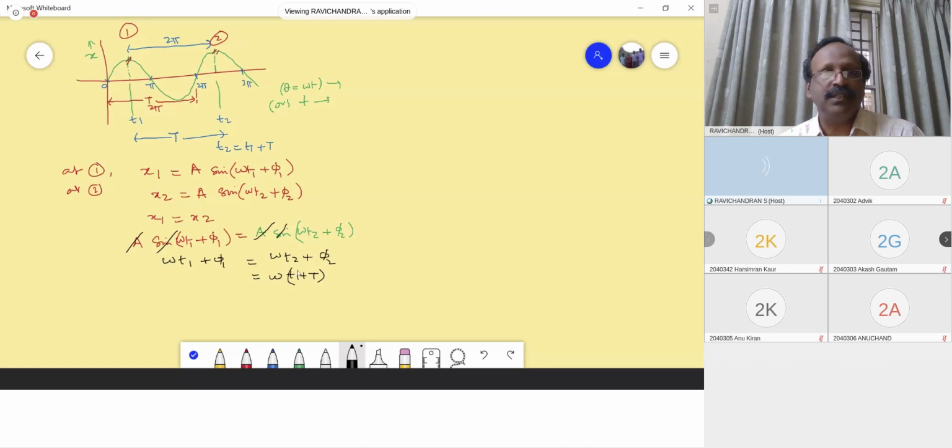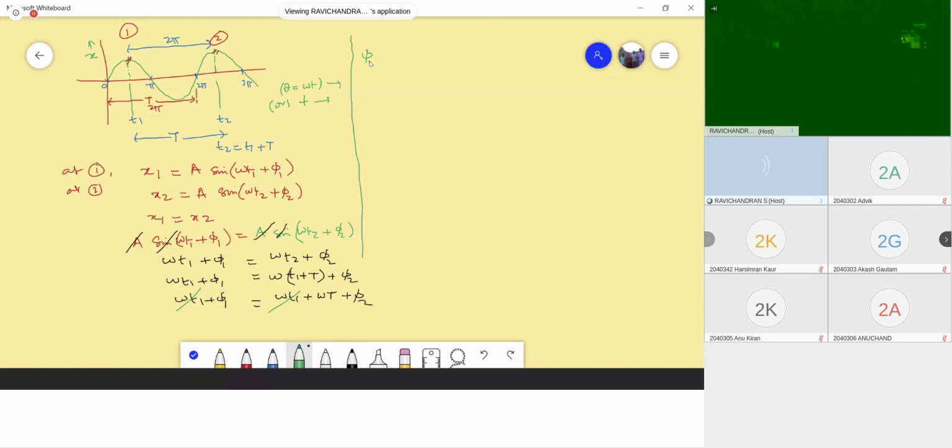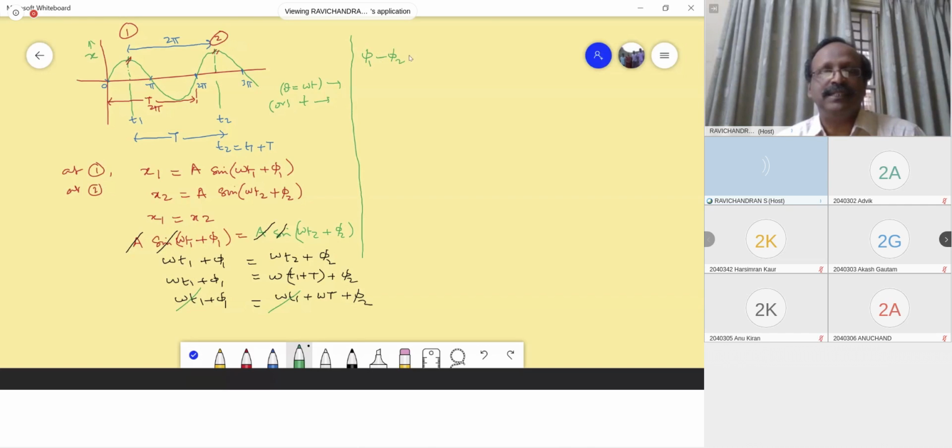This is what I told you. The time t2 is equal to t1 plus T. Therefore, omega t2 is equal to omega t1 plus omega T. Therefore, I cancel this and this. So next step, you get phi 1 minus phi 2, the phase difference, is becoming equal to omega T.